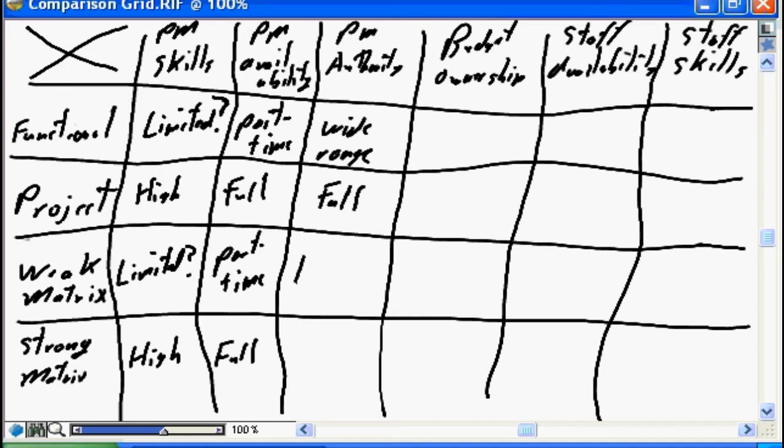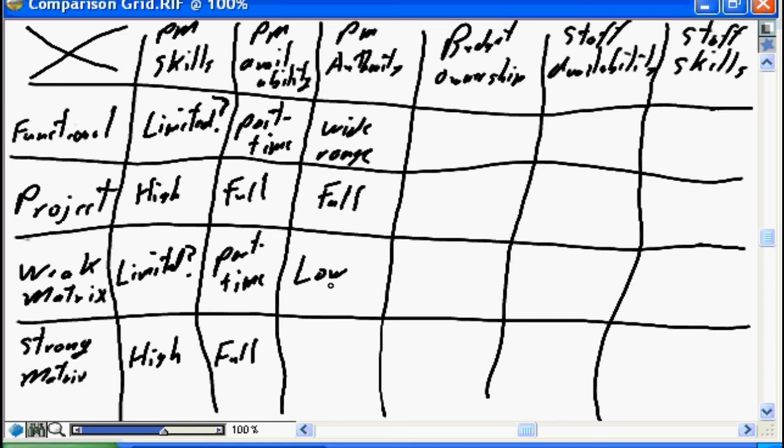In a weak matrix, I think the assumption is the PM authority is going to be very low. The PM has come in from one business area and is pulling staff from across the entire organization. Typically in a weak matrix, which is one of the reasons it's called weak matrix, the PM has very low, very limited authority over the project team members.